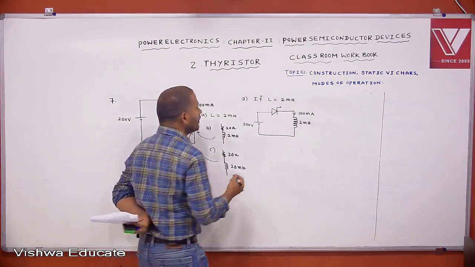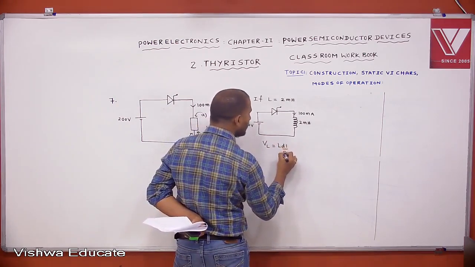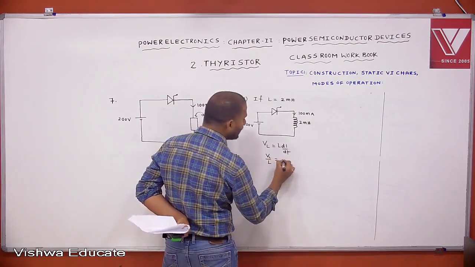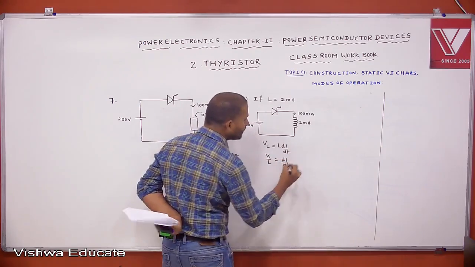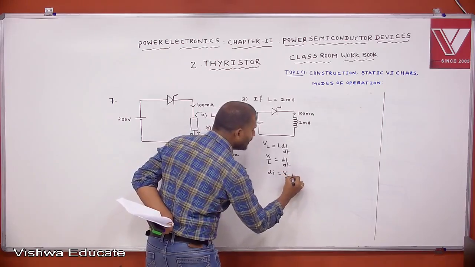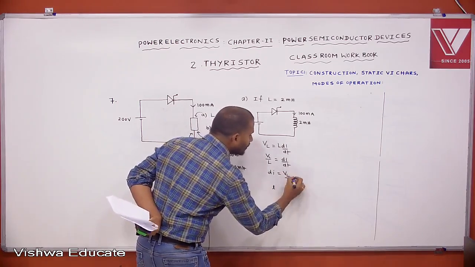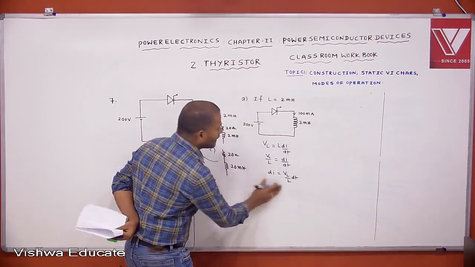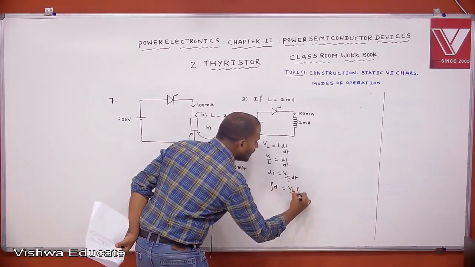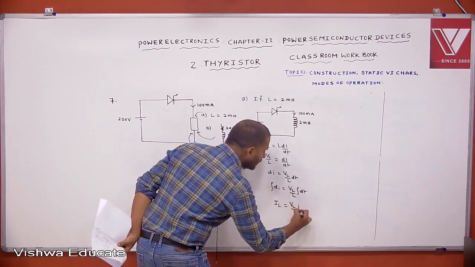Then in this case, you know that VL equal to L into di by dt. Then VL by L equal to di by dt. Then from this, di equal to VL by L into dt. Then integrate: integral di equal to VL by L into integral dt. Then this is IL equal to VL by L into T.